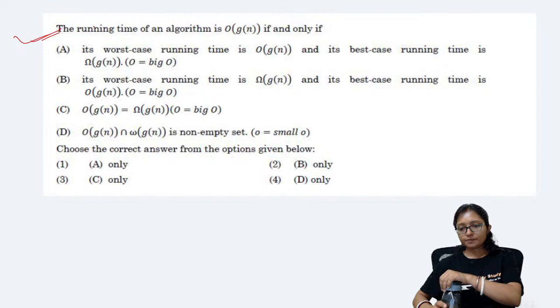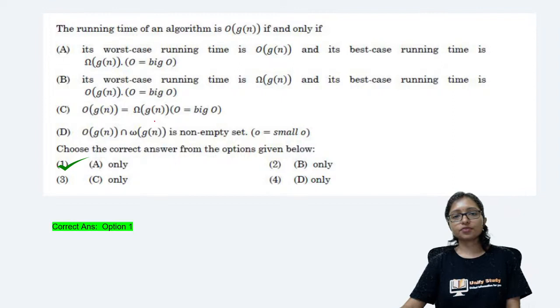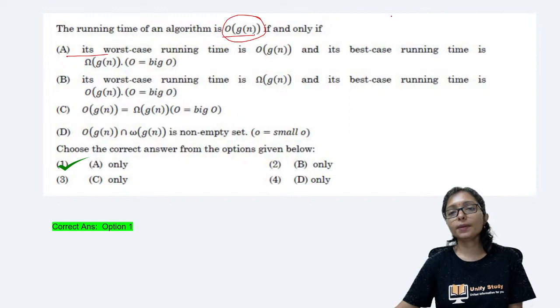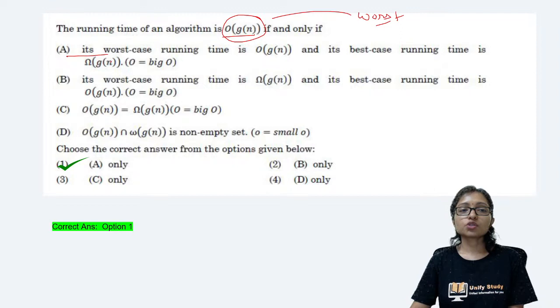Okay, answers are coming here. Yes, option A is the correct answer. All of you are correct. Very good. Big O means that it is the worst case. Big O is the worst case definitely. So it's the worst case running complexity, big O, and the best case running complexity is omega.